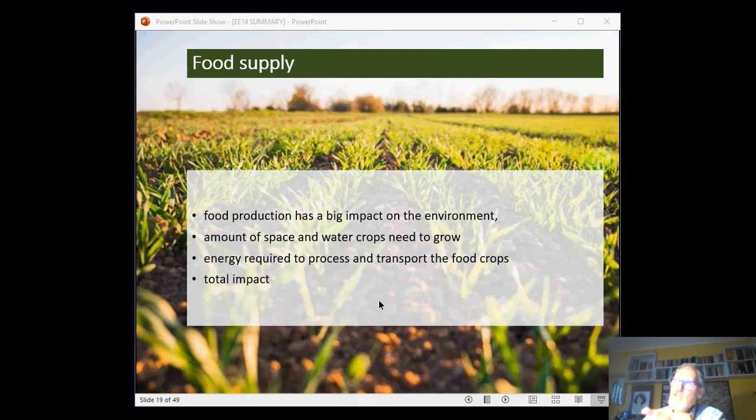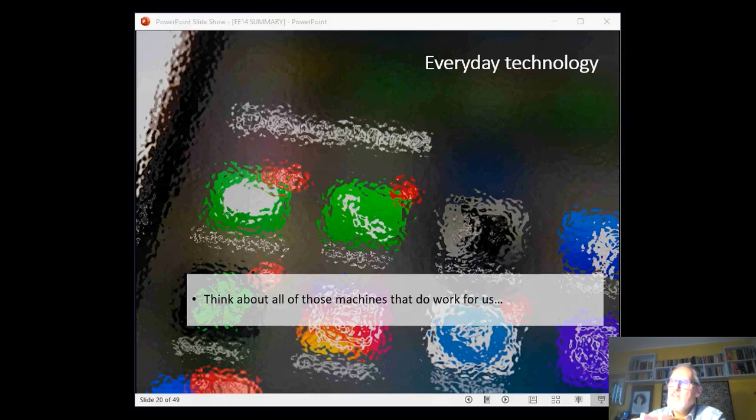So we've talked about the fact that food production has a very, very big impact on the environment. Everyday technology, all of those machines that do work for us, including computers and smartphones and all sorts of stuff. These are things which we just use and take for granted, but your smartphone, which thirty years ago was essentially a piece of science fiction, contains elements, semi-metals, metals, rare earth metals, which are vital for the function of the technology. Without the amazing properties of these things, the technology wouldn't work.